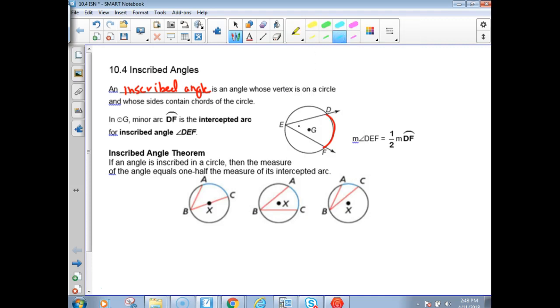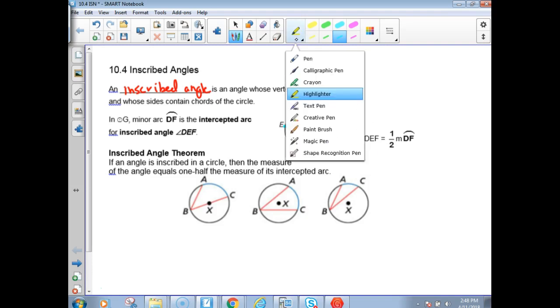Okay, so here's angle DEF. It goes from D through E through F. ED and EF are the chords that make it. The arc that it intercepts has endpoints D and F. And that arc, in comparison to this angle, is twice the angle, or the angle is half the arc.